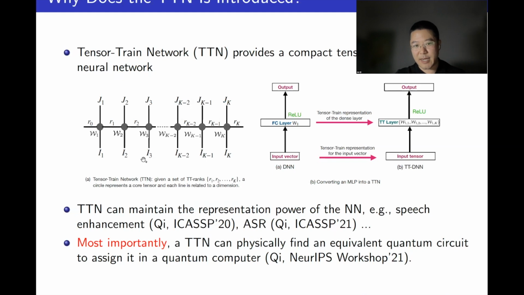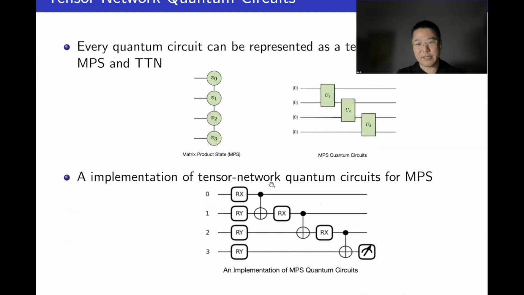More importantly, such a tensor train layer can physically find an equivalent quantum circuit, so such an architecture and model can be run on a real quantum computer. This figure shows a matrix product state. A matrix product state is just one tensor train layer, so we can use quantum circuits to realize the classical tensor train layer. Even if we have more than 100 qubits, or maybe 200 qubits, we can just use 100 qubits to realize the tensor train layer.